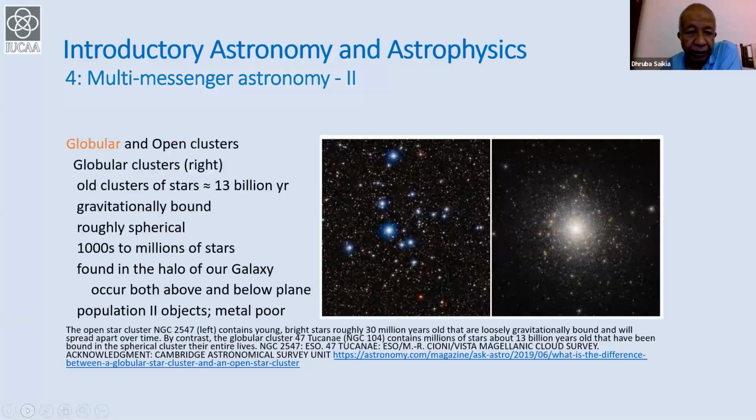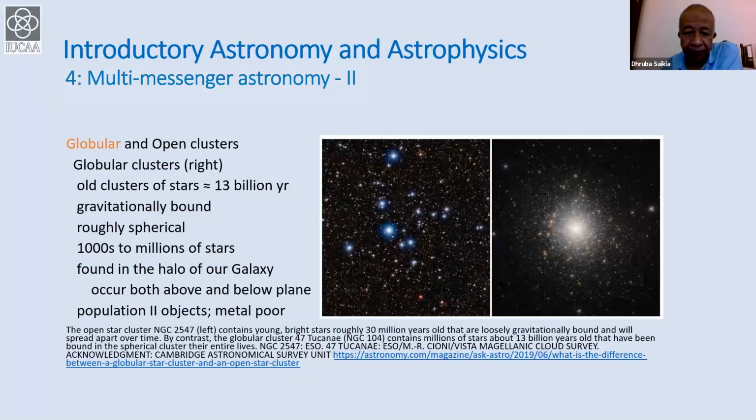You can see straight away over here that they consist of thousands of stars, and they could go up to about millions of stars. They're roughly spherical, they're gravitationally bound, and they're old systems. They're old clusters of stars. The ones in our galaxy are about 13 billion years old. So they perhaps formed right in the very early stages, and all the young stars would have evolved away rapidly, and they're found in the halo of our galaxy.